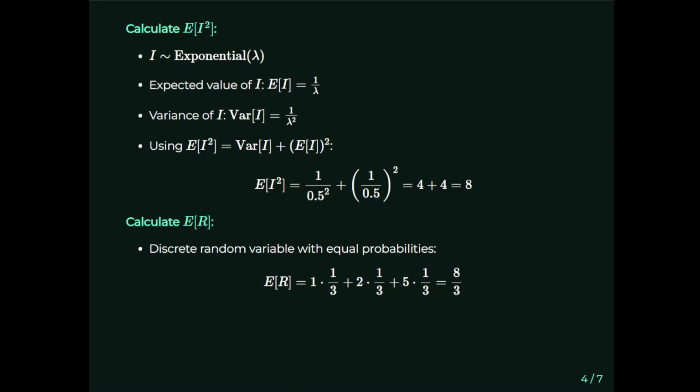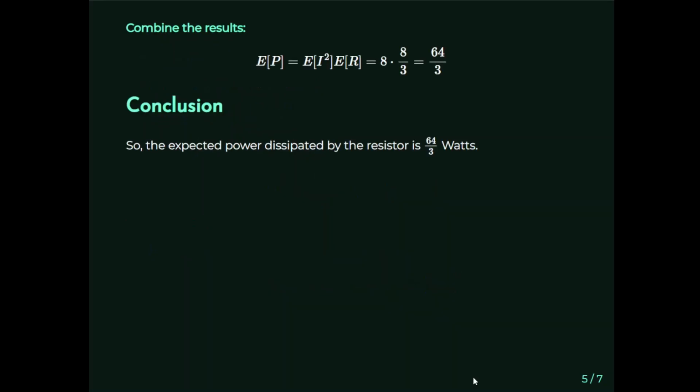Now we just piece these two together. The expected value of the power is the expected value of I squared times the expected value of R. That is 8 times 8 over 3, which is 64 over 3. So our conclusion: the expected power dissipated by the resistor is 64 over 3 watts.